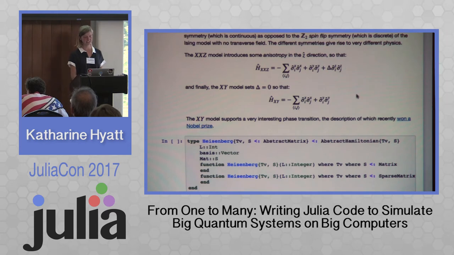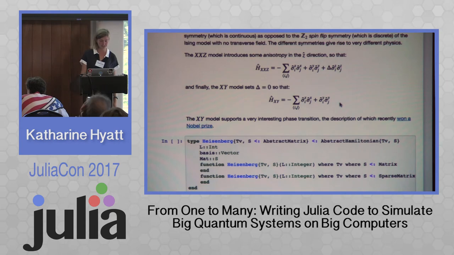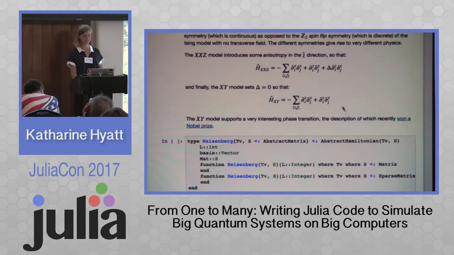So the XXZ model is the same thing, except we introduce a little coupling constant delta in front of the Zs, and we can make the Z coupling weaker or stronger. And the XY model is simply when delta is 0, so our familiar sigma z term is gone. So the XY model is interesting because it supports a very interesting phase transition, the Kosterlitz-Thouless transition, which recently won a Nobel Prize. So if you can simulate this, you're basically halfway to getting a Nobel yourself, or 1/3 of the way.